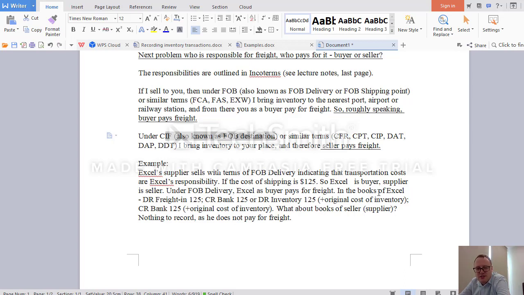So in the books of Excel, the buyer, it would be debit freight in 125, credit bank 125. Or if it is identifiable inventory, then suppose inventory is $2,000. Then Excel will record debit inventory 125 plus 2,000 cost of inventory, 2,125, credit bank 2,125. And what about the seller? A seller, according to the terms, does not need to pay for the freight, so he does not record anything, nothing.